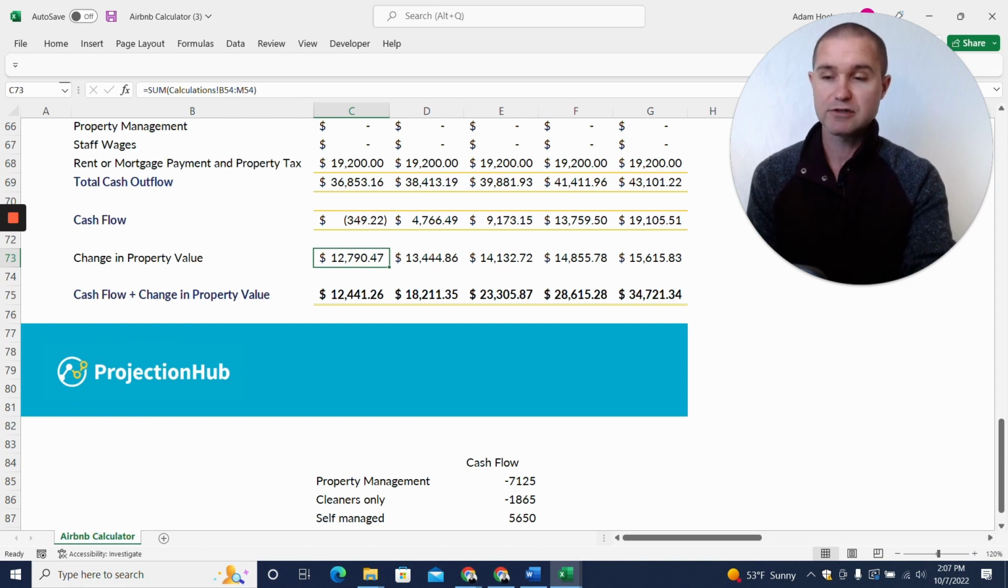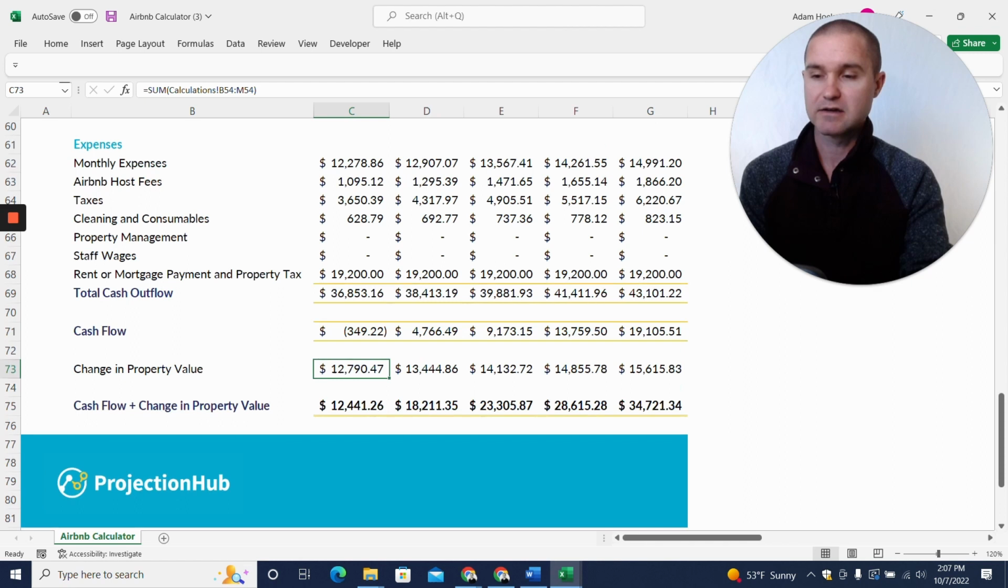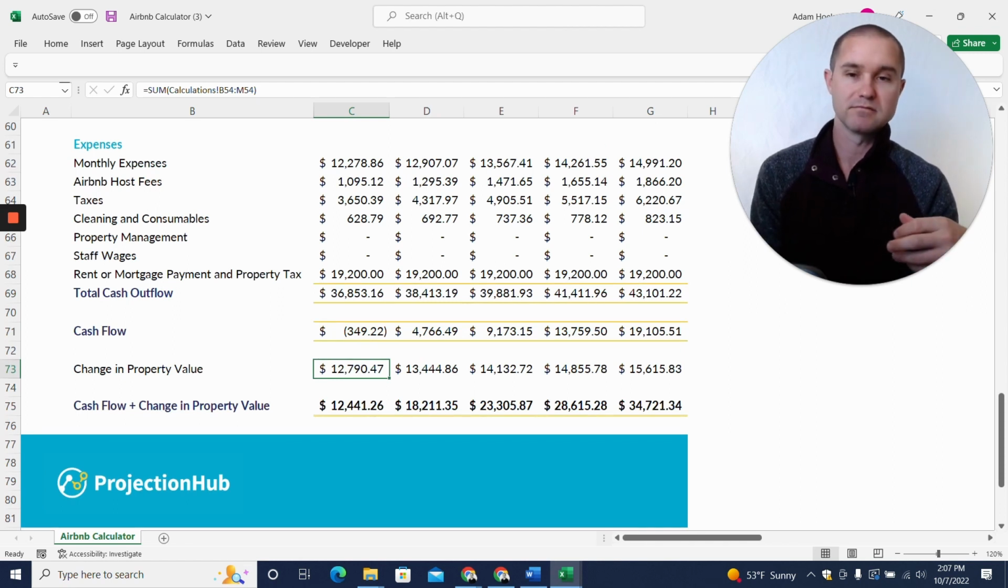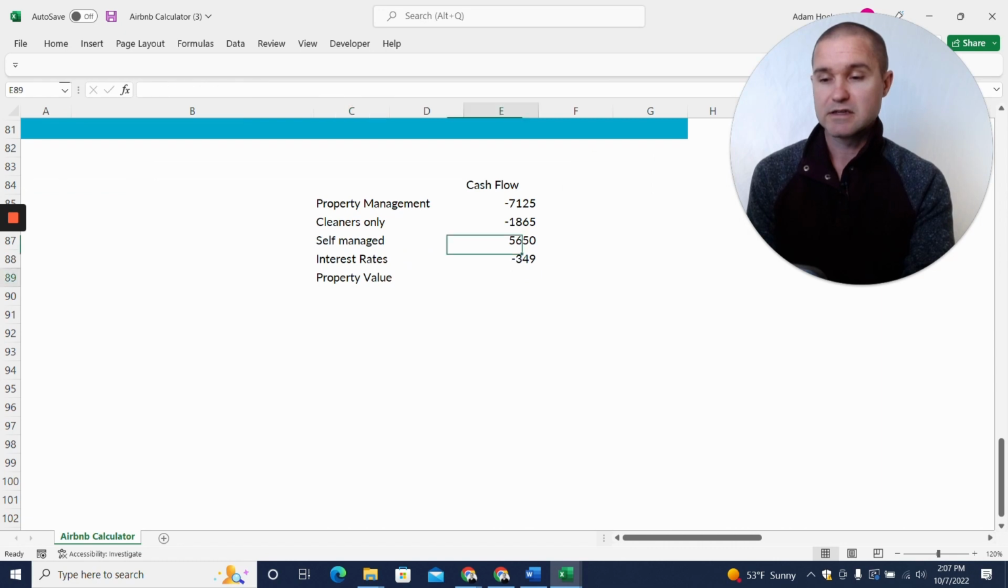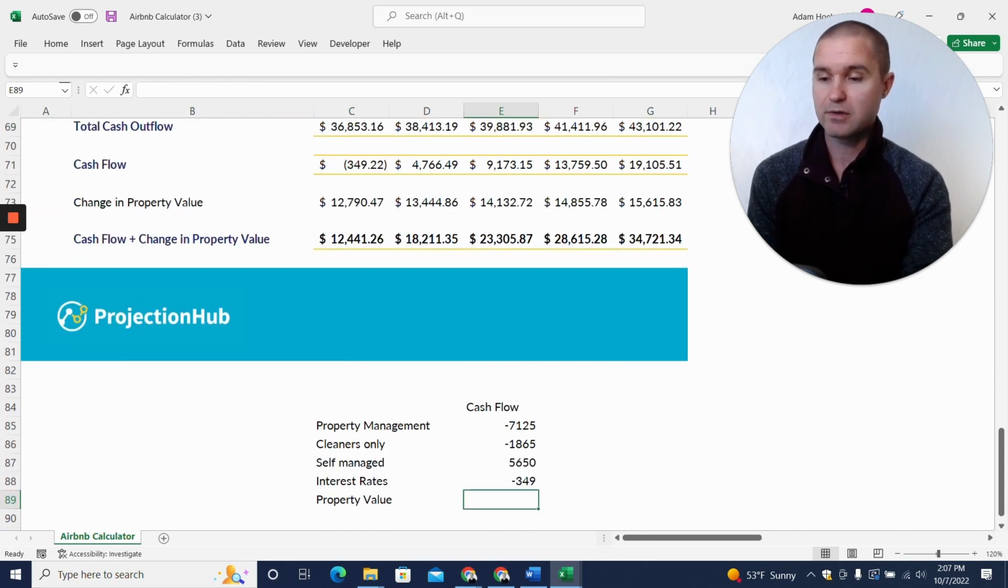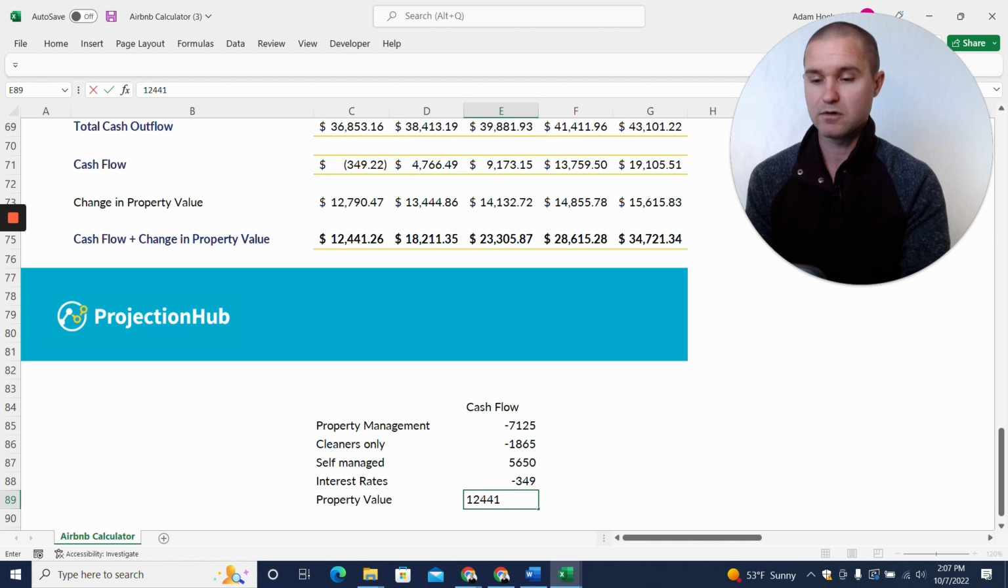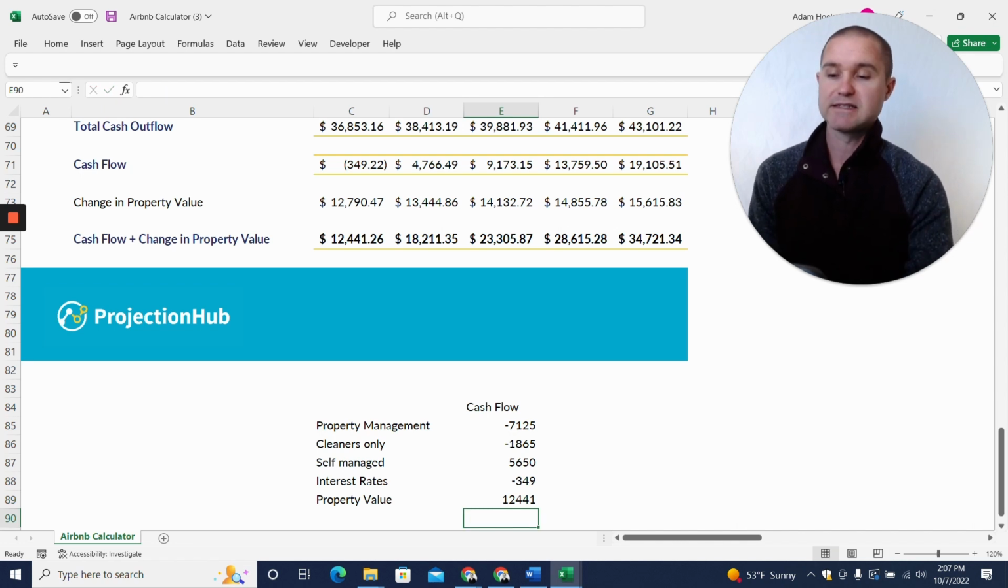So when you think about the cash flow, we actually have a small negative cash flow in this example, but once you consider the change in the value of the property as well, that's where maybe this business starts to make some sense, because operating the Airbnb can cover the monthly mortgage payment, and you are able to break even while you own this asset and let it appreciate over time. So we can see when that property value goes up, now we're at $12,441.